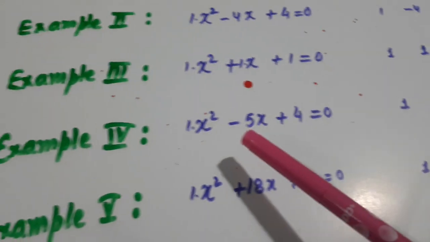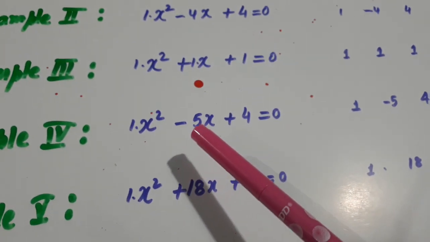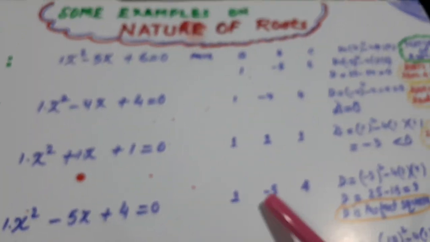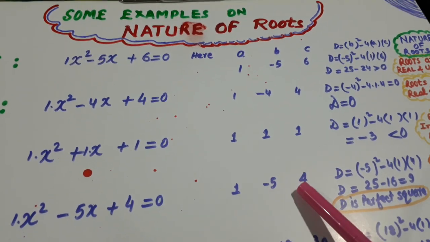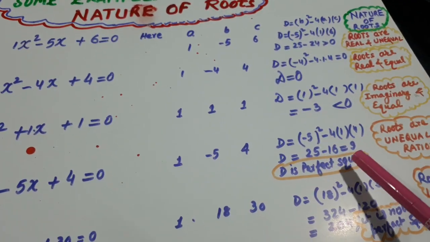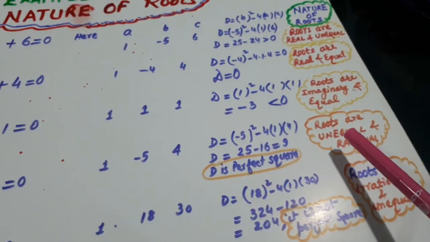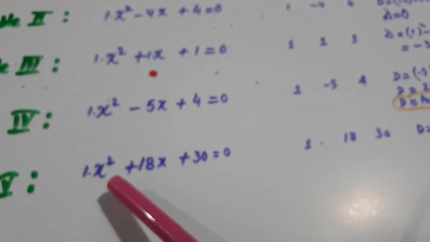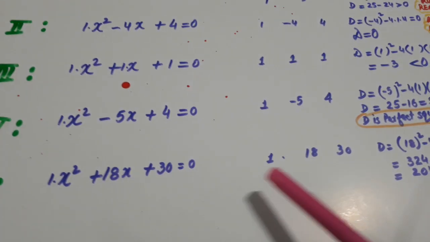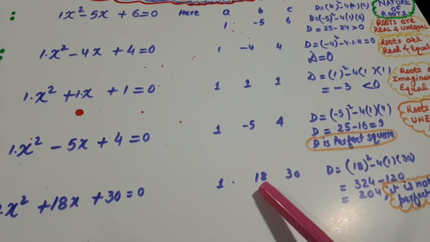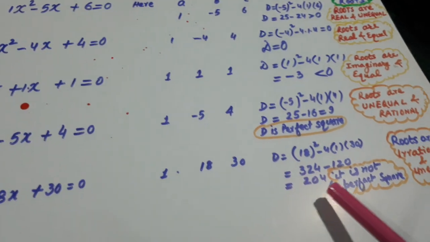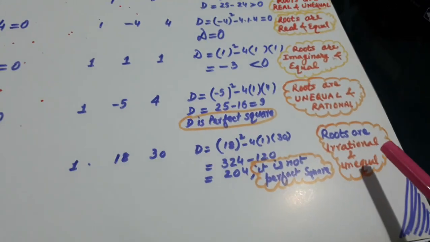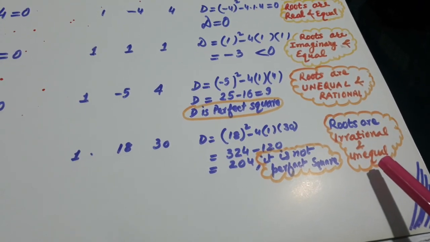Now let us go to example number 4. x square minus 5x plus 4 equal to 0. a is 1, b is minus 5 and c is 4. D comes out to be 9. It is a perfect square. So roots are unequal, but they will be rational. Next case, x square plus 18x plus 30. a is 1, b is 18, c is 30. D comes out to be 204. It is not a perfect square. So roots are irrational and unequal.